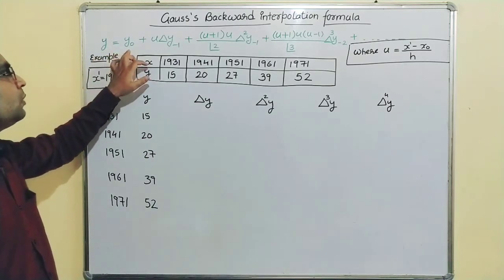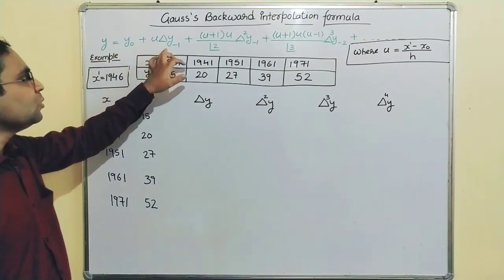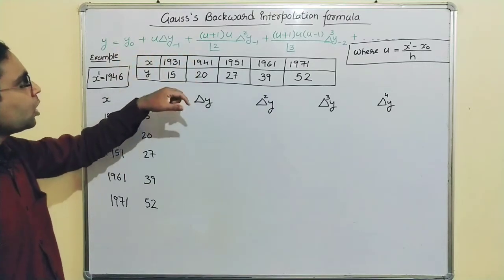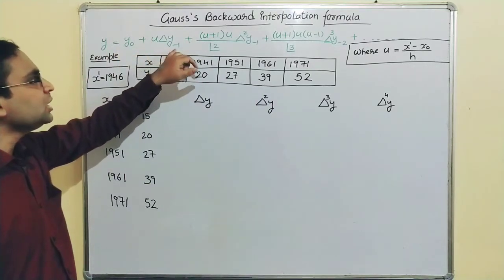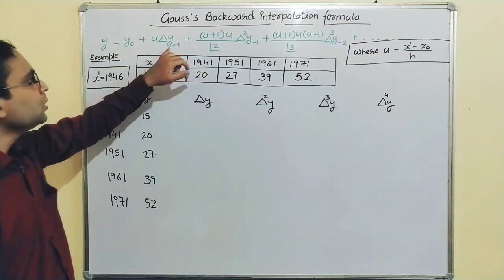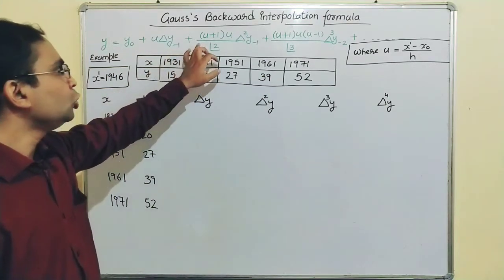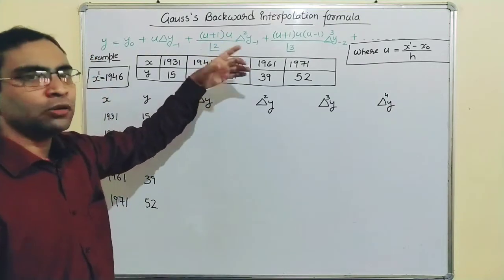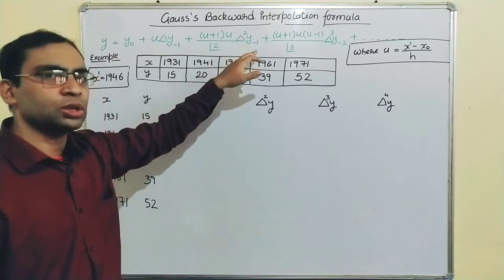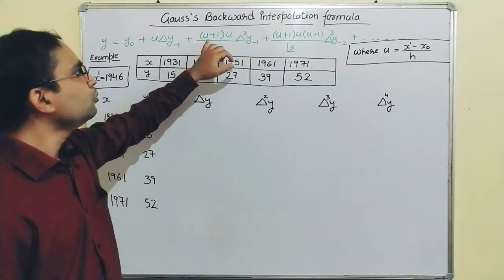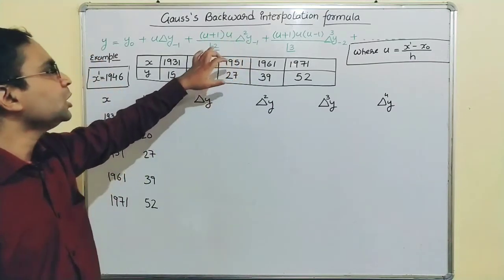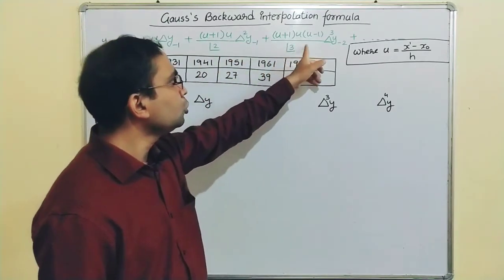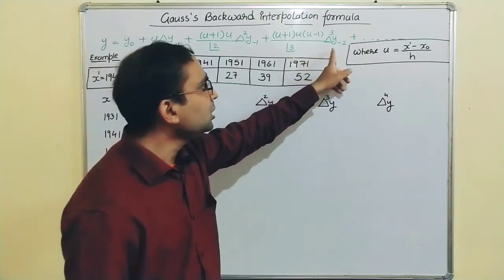y is equal to y0 plus u del y minus 1. Here it's the difference. If you remember Gauss's forward formula, there we had y0, but in this formula we have y minus 1, plus u plus 1 dot u divided by factorial 2. This is another difference. In the forward formula we had u dot u minus 1, but in the backward formula we have u plus 1 dot u divided by factorial 2 del 2 y minus 1. The next one is u plus 1, u, u minus 1 by factorial 3 del 3 y minus 2.